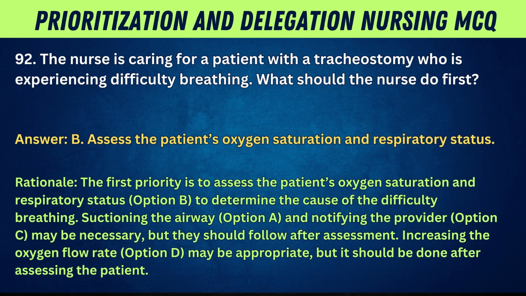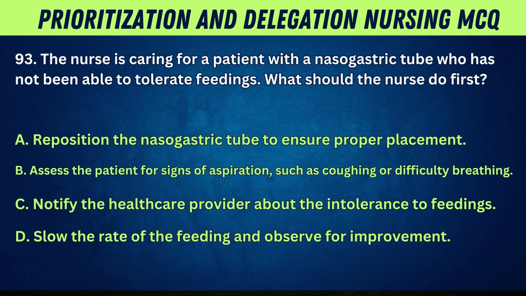Increasing the oxygen flow rate, option D, may be appropriate, but it should be done after assessing the patient. 93. The nurse is caring for a patient with a nasogastric tube who has not been able to tolerate feedings. What should the nurse do first?